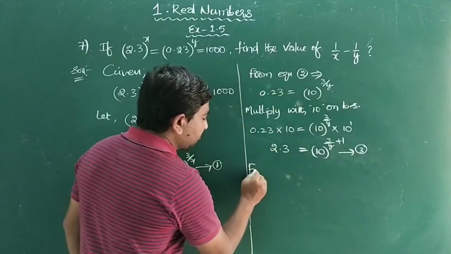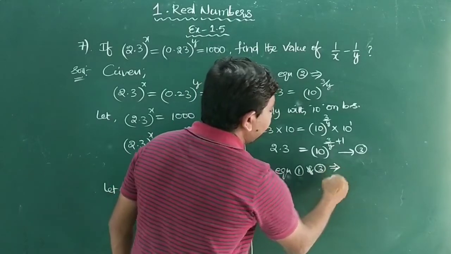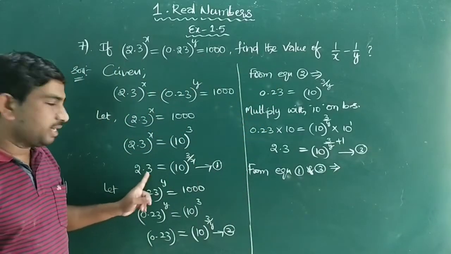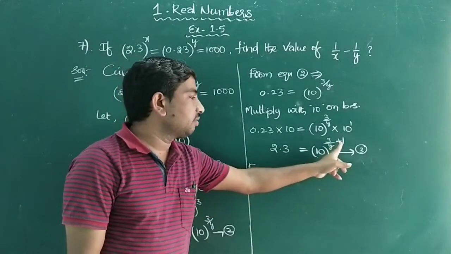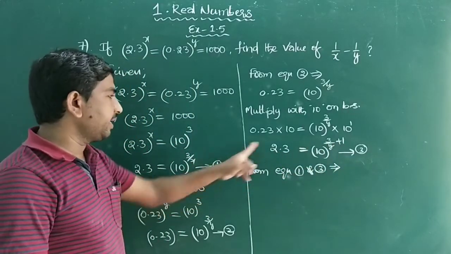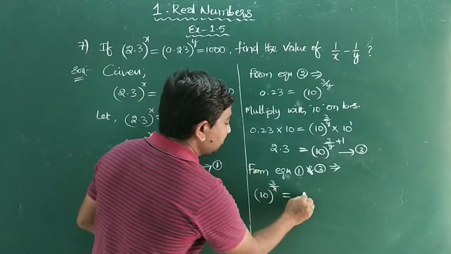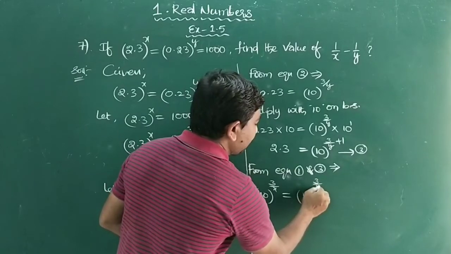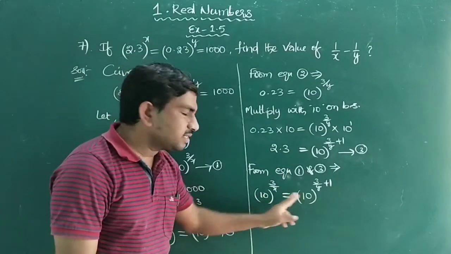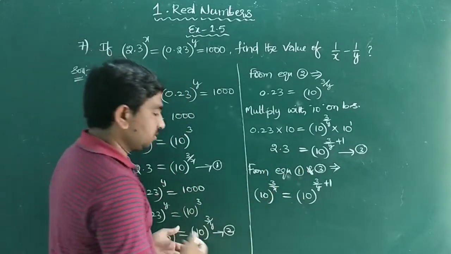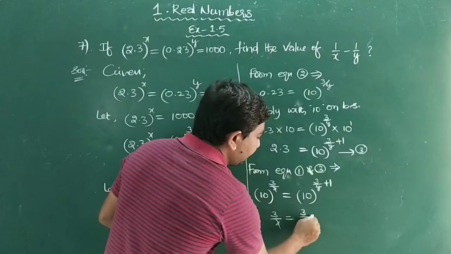From equation 1 and 3. What is equation 1? 2.3 is equal to 10 to the power of 3 by x. And what is equation 3? 2.3 is equal to 10 to the power of 3 by y plus 1. Here 2.3 and here 2.3, so the right hand side values are equal: 10 to the power of 3 by x is equal to 10 to the power of 3 by y plus 1. Now the bases are equal, so the powers are also equal. Therefore 3 by x is equal to 3 by y plus 1.